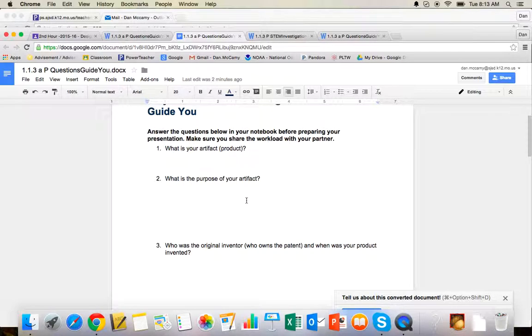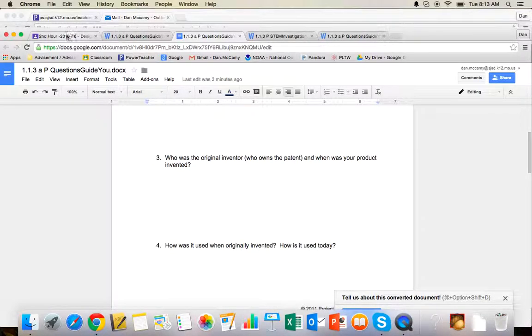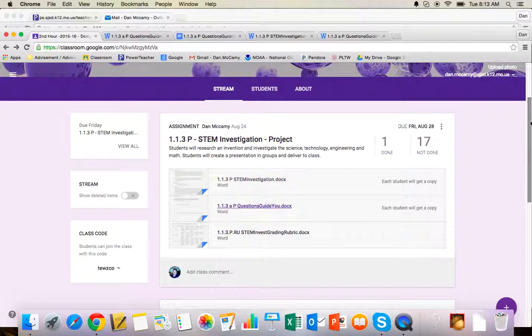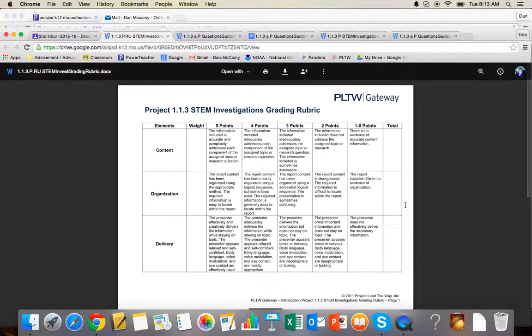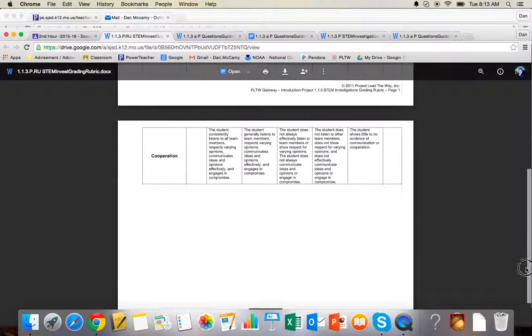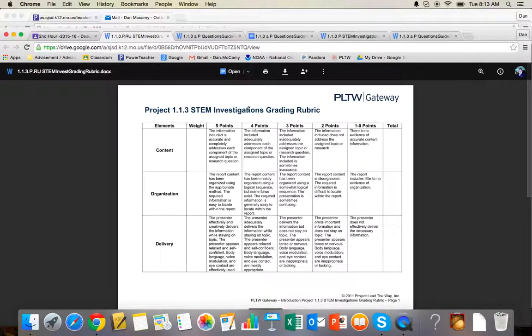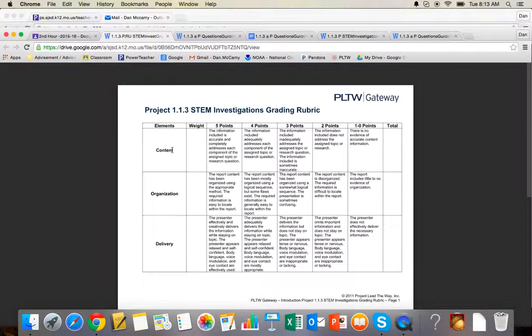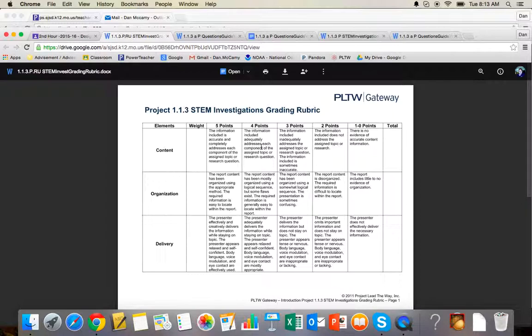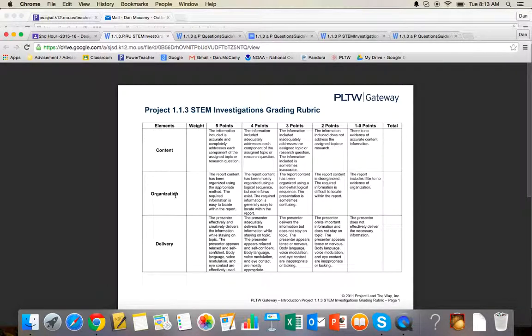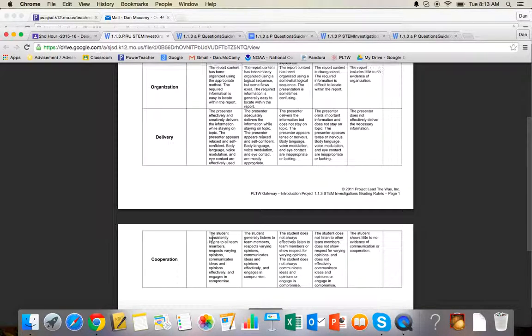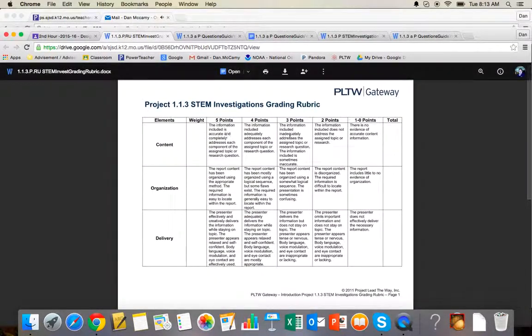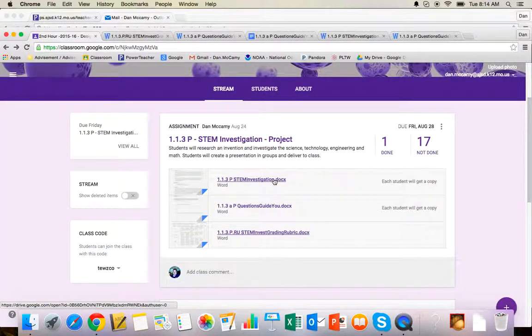So that's all I have. I'm trying to think if there's anything else I left off. Oh, as far as the grading rubric, this will give you kind of a guide as to what your expectations are on this project. There is a grading rubric that refers to the elements of your presentation: content, organization, delivery, and cooperation. So you can look through that and see your point systems and what your expectations are. That can help guide you as you move forward in this project.